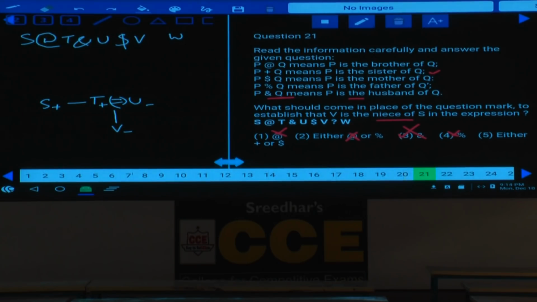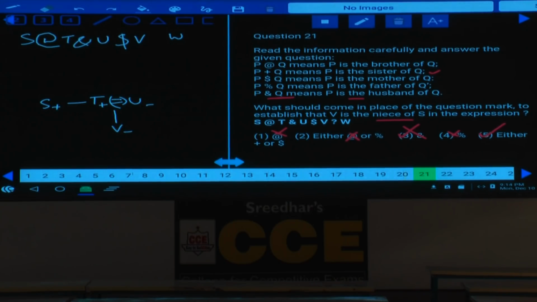Yes. Next one. What is the next operation here? One is, that's one, and the next one is dollar. What about this dollar here? Dollar is mother. Now V is the mother. As V is the mother, V is again a female. As V is a female, yes, again we are able to determine. Then what is your choice? Choice 5 is the answer. Clear now?